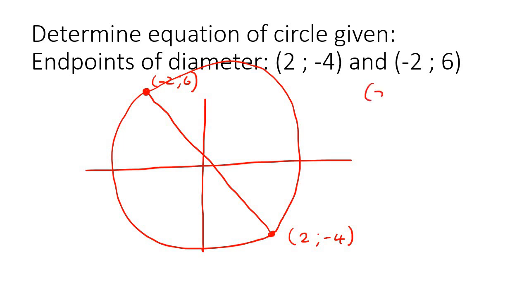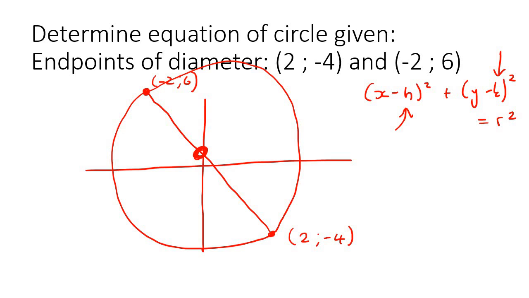So we know that the circle equation goes like this. We need to somehow find the center, because the h and the k is the center. Now the center would be somewhere over here. So what we will do is we'll need to use the midpoint formula.